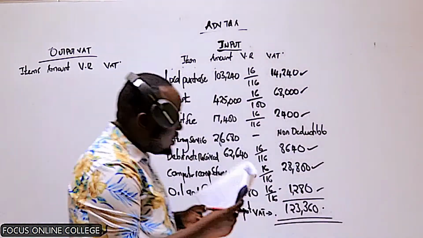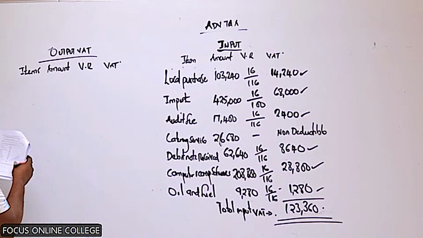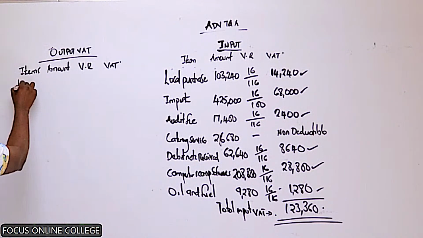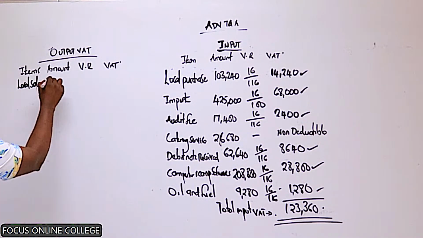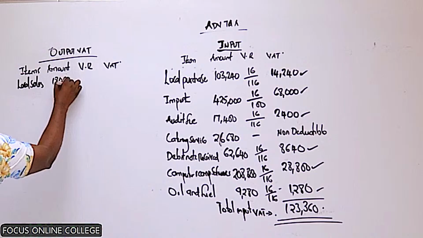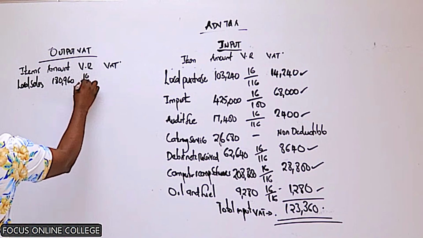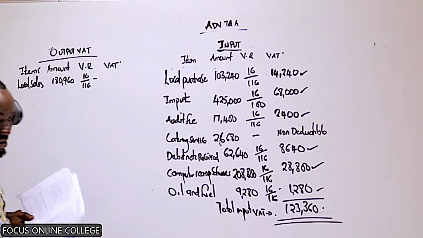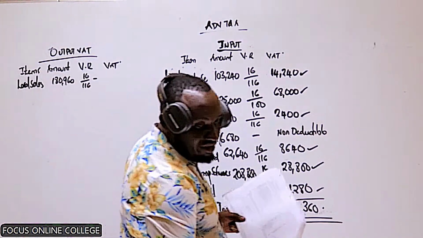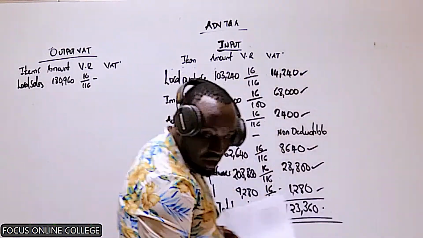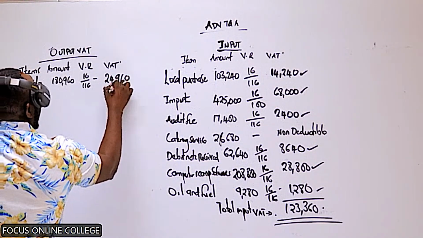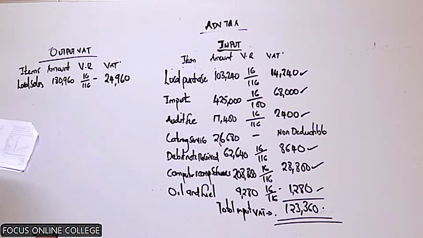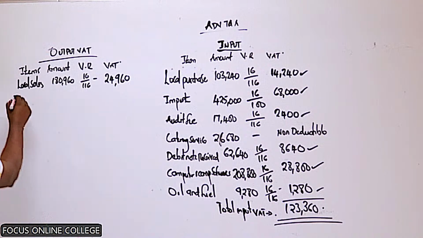So then we have what we call local sales. The local sales, we had a figure of 180,960, the VAT rate is 16 over 116. So what is that? That should be 24, we have it as 24,960. Perfect. So then we move to the next, which is credit note issued.